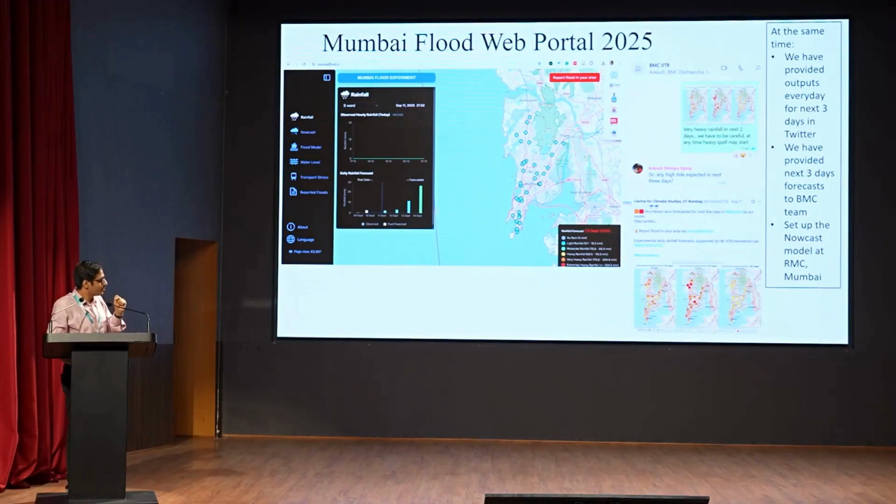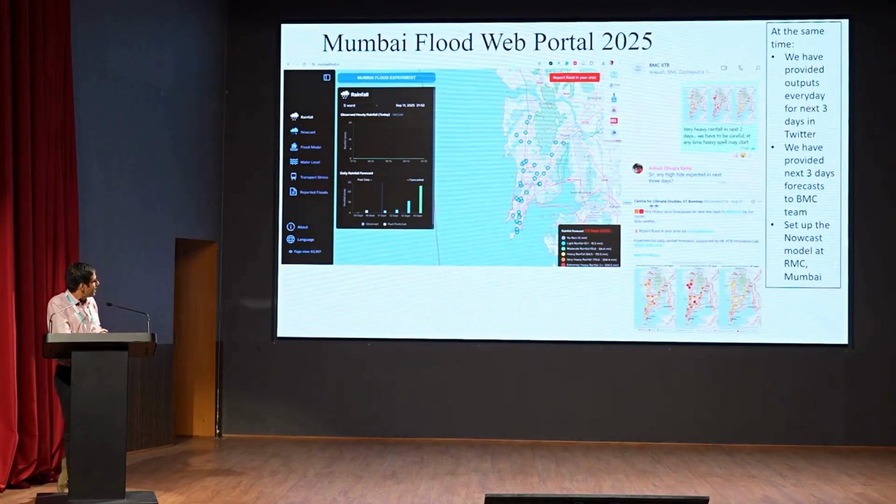Interestingly, BMC, the Brihanmumbai Municipal Corporation, was very interested, and their additional commissioner visited IIT Bombay. They wanted to use it, but they also wanted to make sure they were reading the forecast correctly. So they created a WhatsApp group where our students and faculty and BMC officials are present. Every day we share the forecast. They look at the portal as well as the forecast shared on WhatsApp, and they discuss, and accordingly they plan.